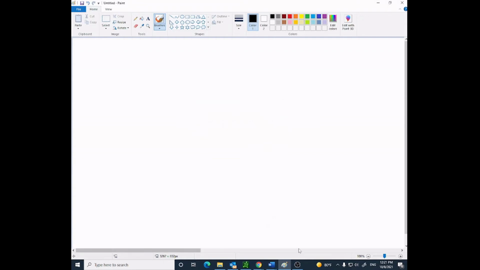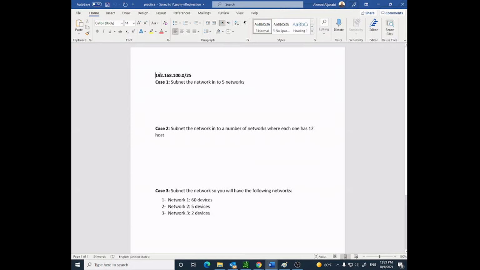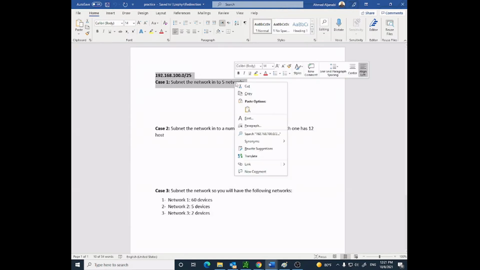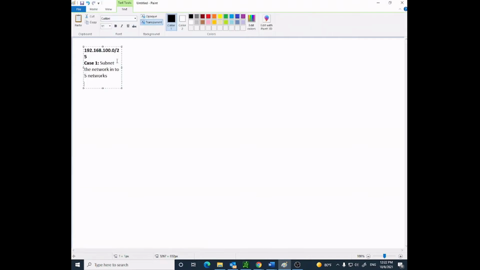Now, of course, we have subnetting for IPv4, and we have subnetting for IPv6. In this example, we're going to be talking about subnetting for IPv4. So the question here is, I have this IP address, and I want you to break it down into 5 networks. So let me just come here and put the question in this area here.